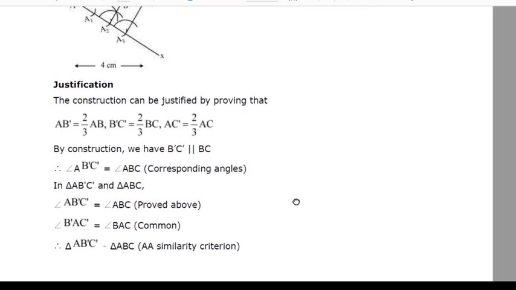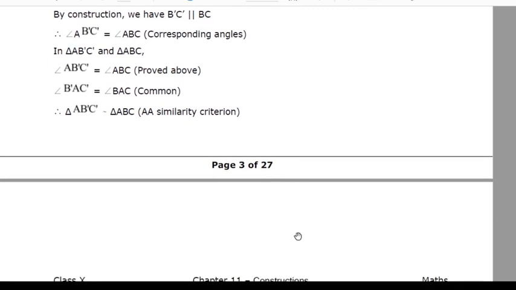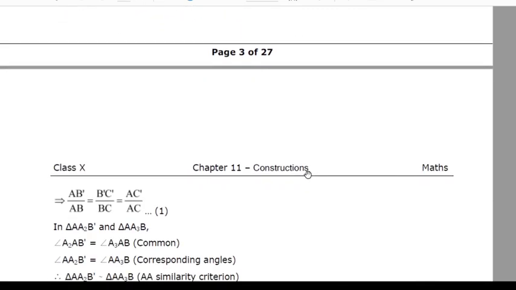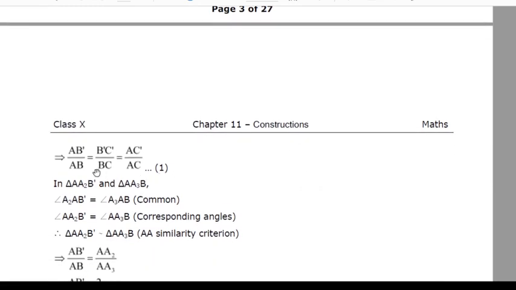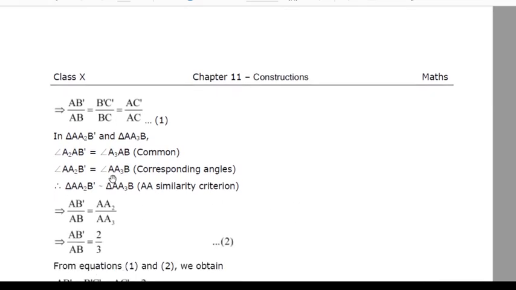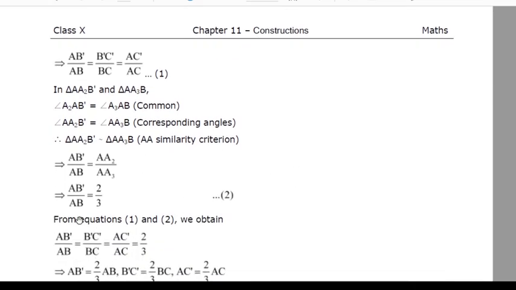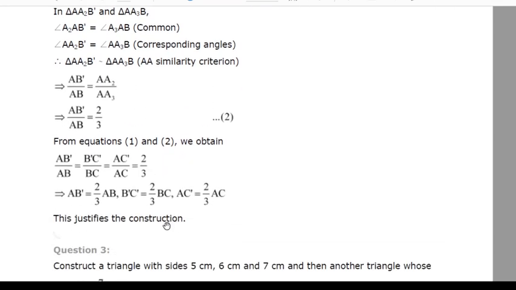It means from the angles, these triangles are similar triangles. If these triangles are similar, it means the ratios of the sides are the same: AB dash upon AB, B dash C dash upon BC, AC dash upon AC. Now similarly we prove it for the second triangle, and after that we conclude that the ratio is 2 by 3. Okay, in this way we justify our construction.